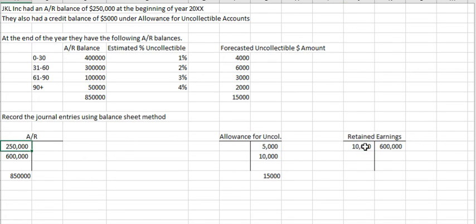Now, in this short video, I hope I was able to explain the balance sheet method, because that's another method that you are going to see and is being used by different companies, specifically financial institutions.